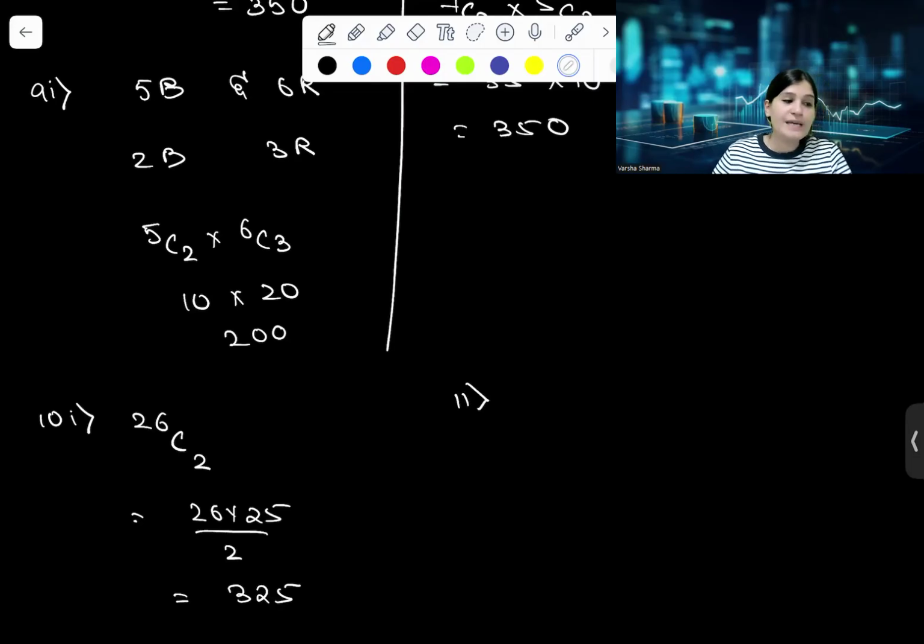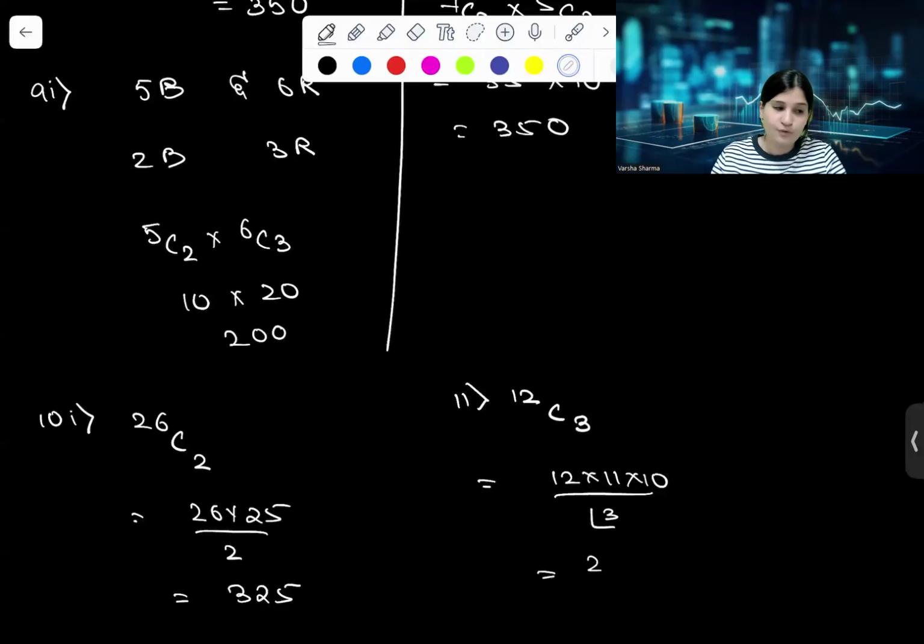Second, choose 3 picture cards. How many picture cards are there? Picture cards are K, Q, J. So 3, 3, 3, 12 in total. So out of 12, we want to select 3 picture cards. So out of 12, choose 3 cards. 220. Any doubts? Ma'am. No, ma'am.